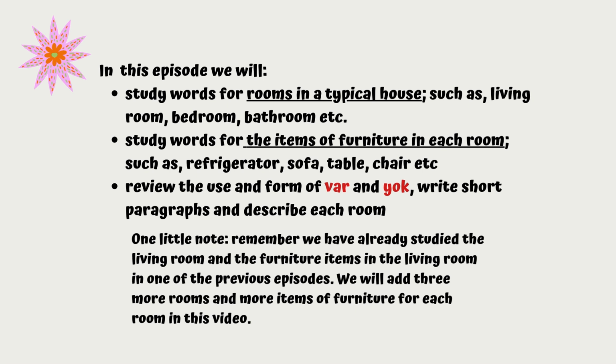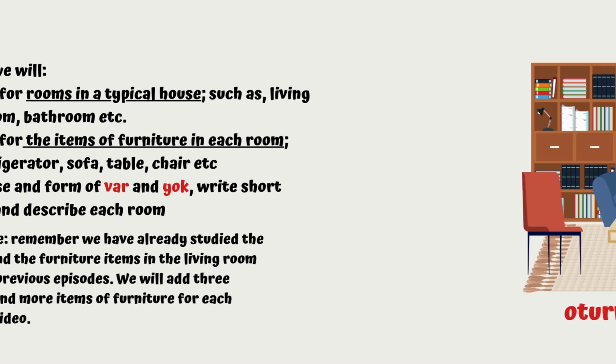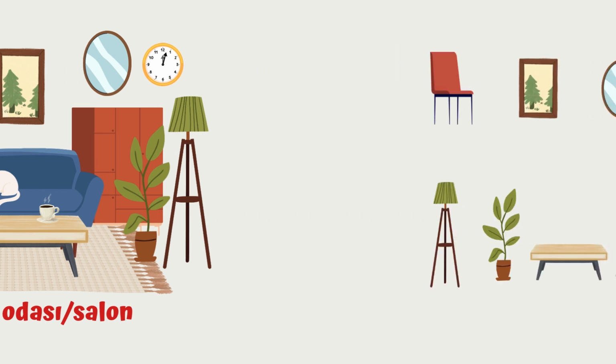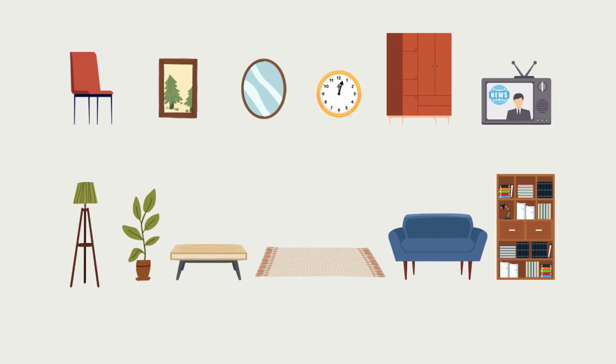So let's start. I'm going to start from something that we have already studied, which is oturma odası or salon. Let's take a look at the furniture items in oturma odası or salon. We have studied these extensively in one of the episodes, so we're just going to review first and we're going to add on new furniture items and new rooms later.